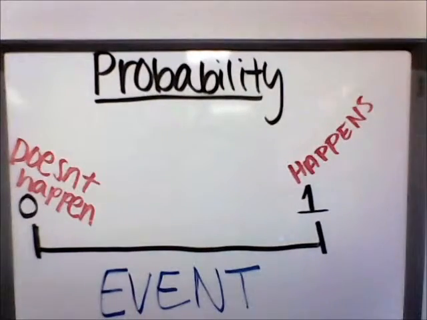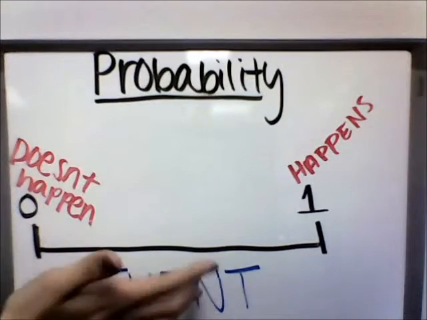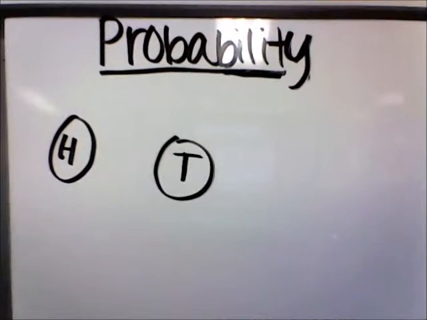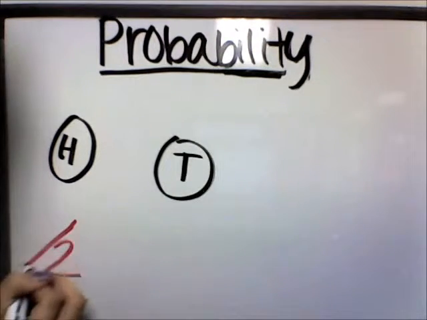The probability of an event is going to be between 0 and 1, which is not happening and happening. Here's an easy example. If you flip a coin, the total number of outcomes is 2, the first being heads and the second being tails. The total number of outcomes goes on the bottom of the fraction.